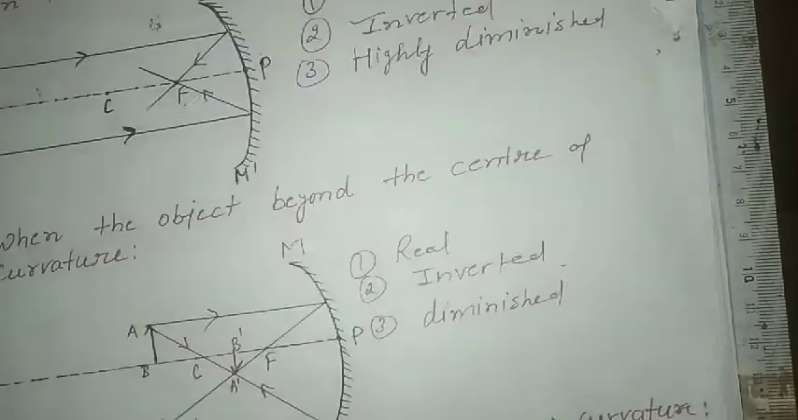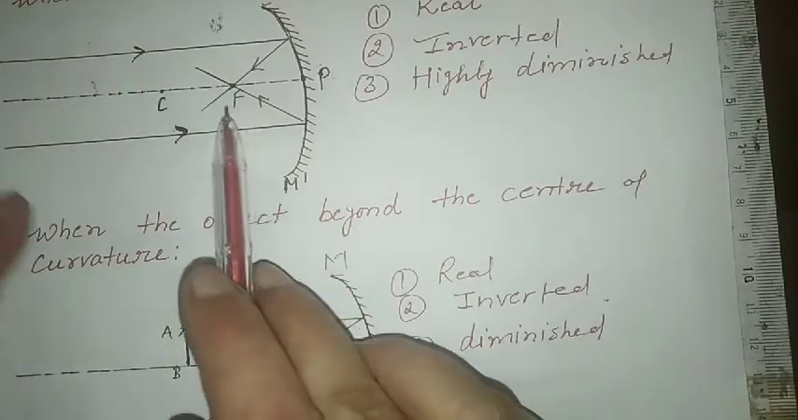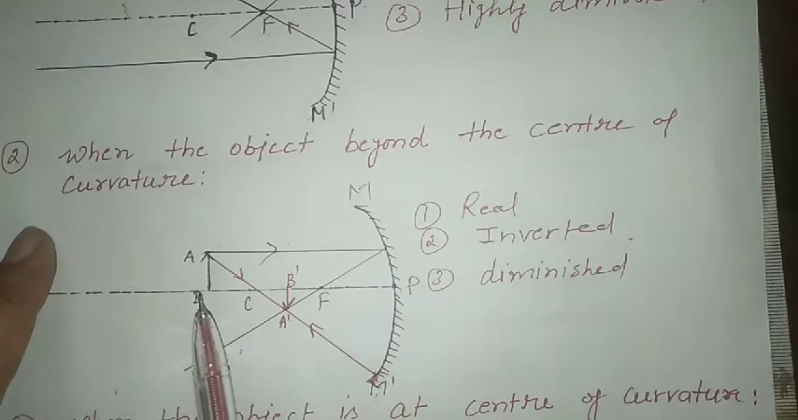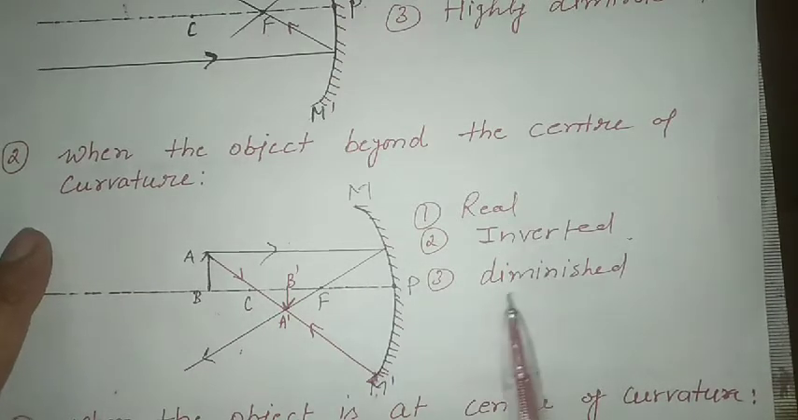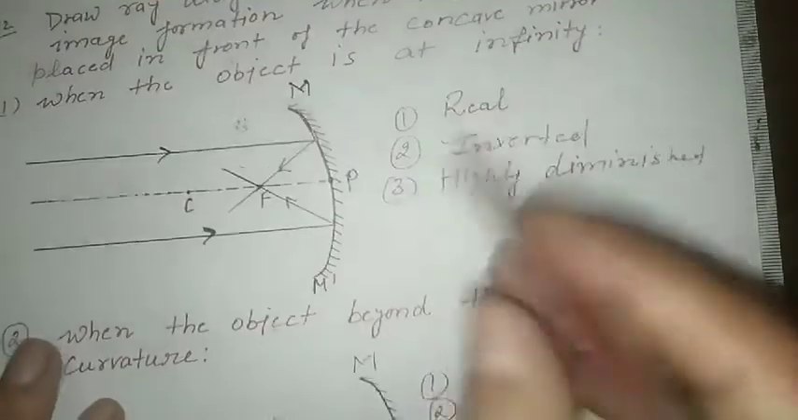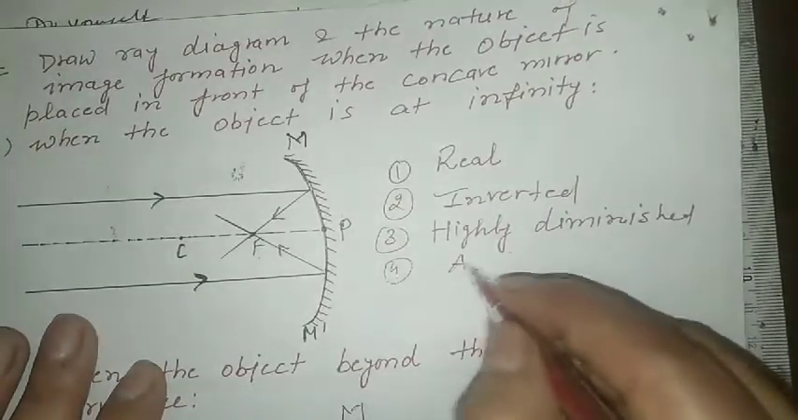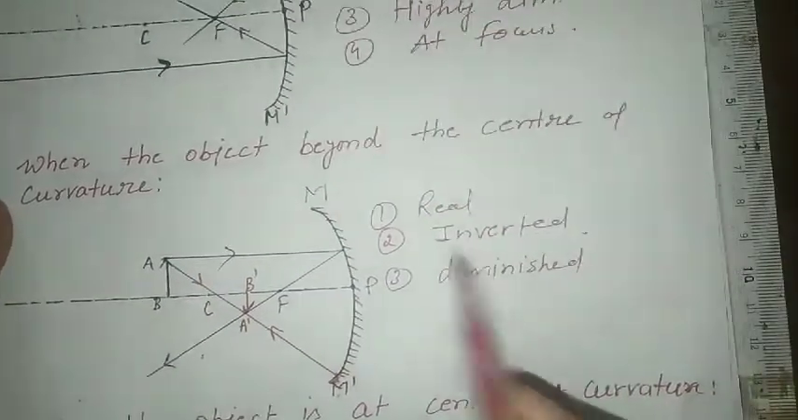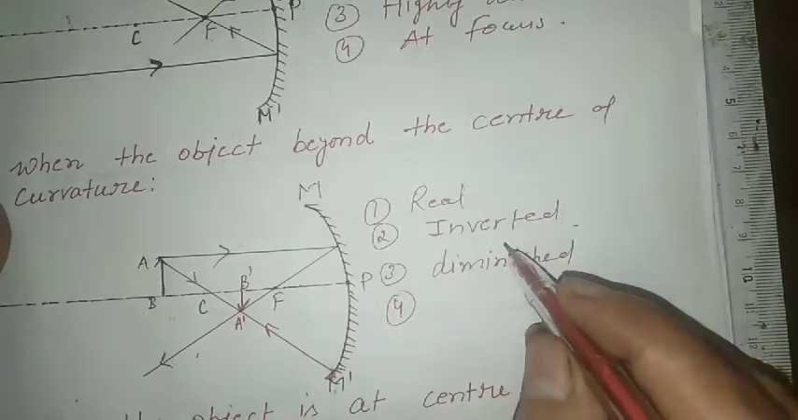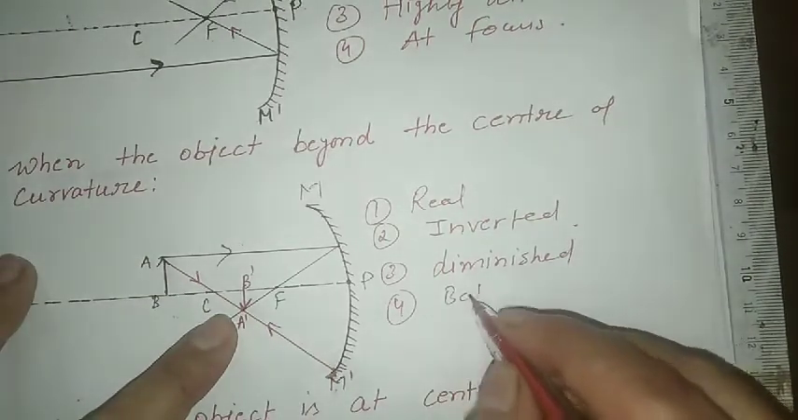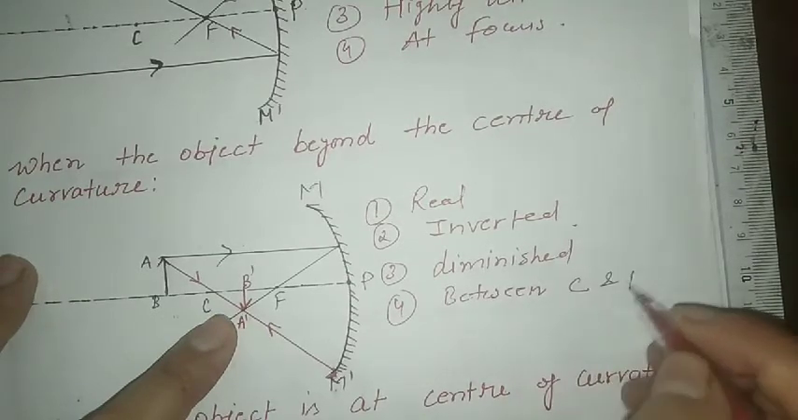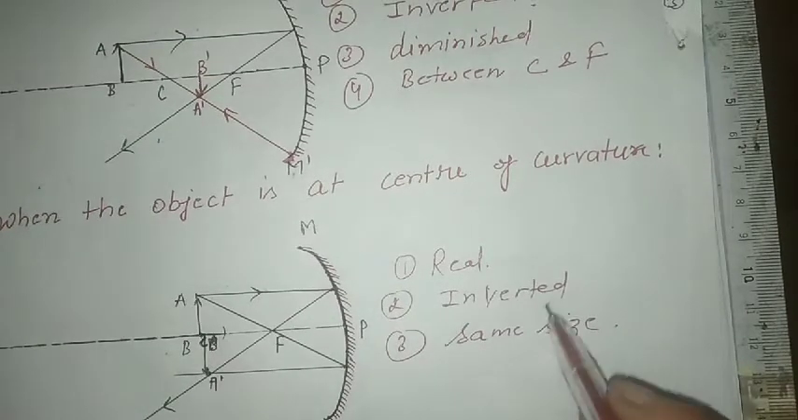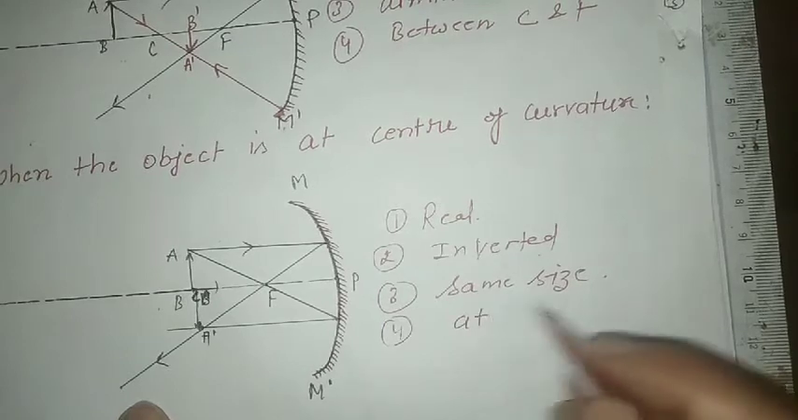So these are the three cases. When the object is placed at infinity, image is formed at focus, real, inverted, highly diminished. When the object is placed beyond center of curvature, image is formed real, inverted and diminished, between C and F. For the third case, when the object is placed at center of curvature, the image is real, inverted, same size, and formed at center of curvature.